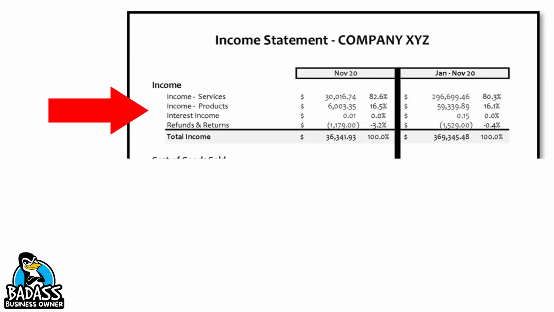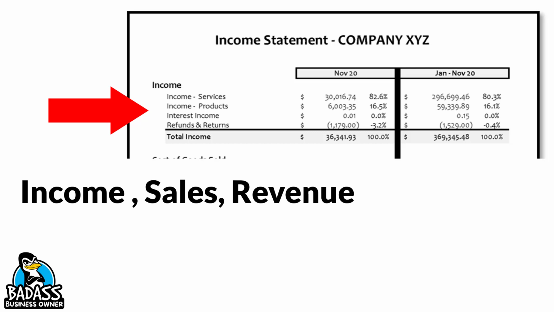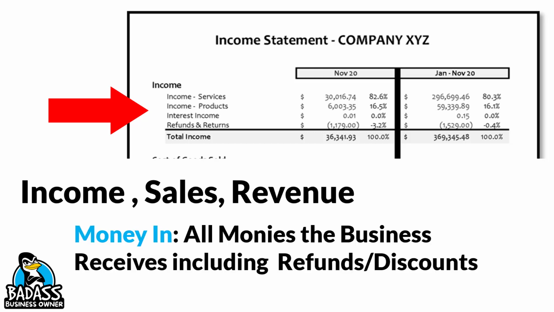The first section is the income line, and the income section is going to be called either income, sales, or revenue. Basically, it's all the money that is coming in to the business. So if you're receiving money in any way, shape, or form, it's going to be right here under the income section. Once again, it'll say sales, revenue. Everyone is a little bit different, but most of the time it's going to be called income.